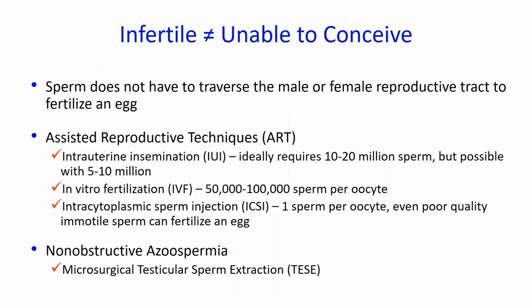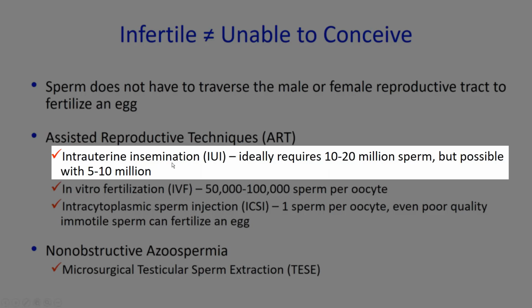So what's important to know is that being infertile, for example, being diagnosed with non-obstructive azoospermia, does not mean unable to conceive. That's because we know that sperm do not have to traverse the male or the female reproductive tract to fertilize an egg, and we have several technologies in the assisted reproductive technology or IVF laboratory that can use a relatively lower number of sperm to achieve fertilization and a pregnancy. Those options include intrauterine insemination. This ideally requires between 10 and 20 million sperm, but is possible with even fewer. In this case, those sperm are deposited directly into the female reproductive tract to fertilize the egg in the usual way.